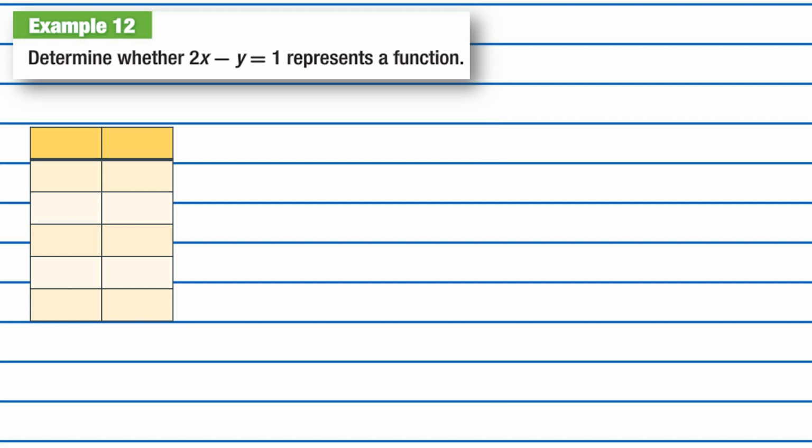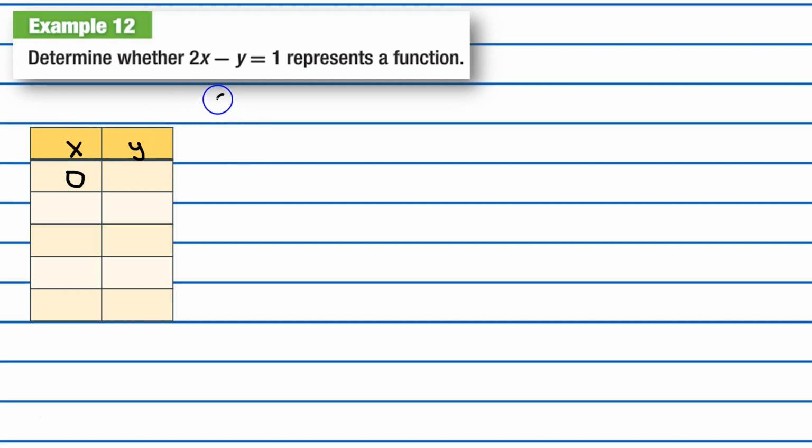Alright, so let's go over example 12. We want to determine whether 2x minus y is equal to 1 represents a function. So first of all, we want to label this x and y. And the reason why we're doing this is to find out what points we get so that we can graph it. So I always like starting off with 0 because 0 is one of the easiest ones you can start with. So 0 for x.